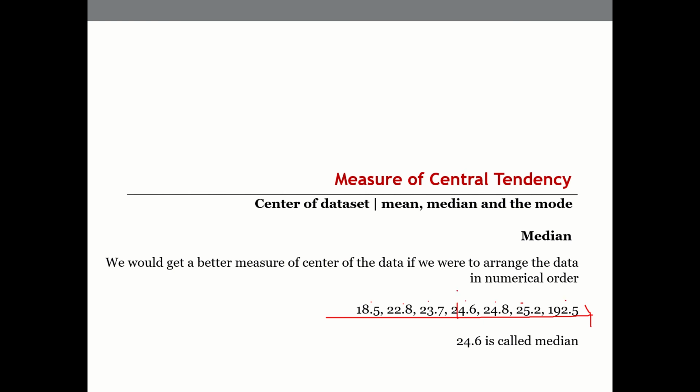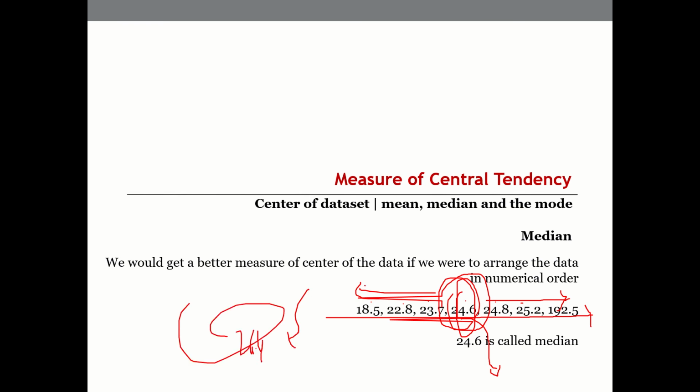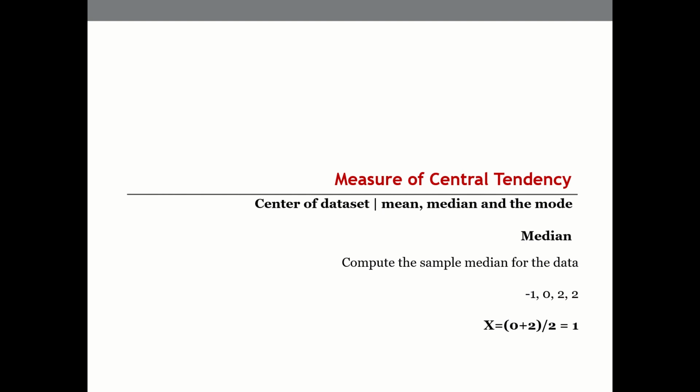3 on this side, 3 on this side. This is the middle number, which is called the median. The median of the salary in the data set is 24.6 lakhs. So median is also used in understanding the data set to know what is the middle number that we have in the data set.